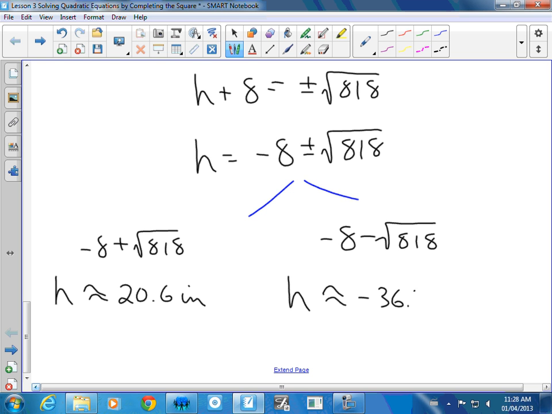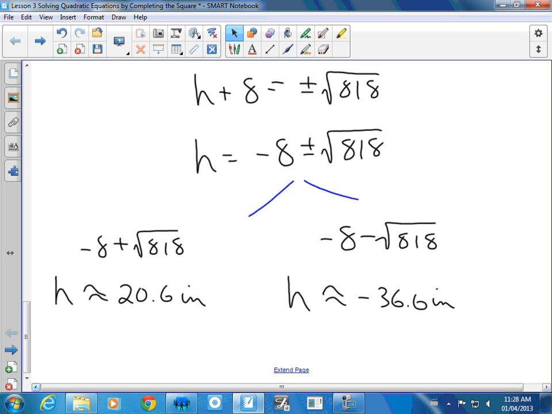Minus 36.6 inches. The squiggles mean approximately, right? This is kind of like when we set it equal to 0, wasn't it? When we set it equal to 0, didn't we just solve for each side, make it equal to 0? That's all we're doing. We're just solving for h in this case.